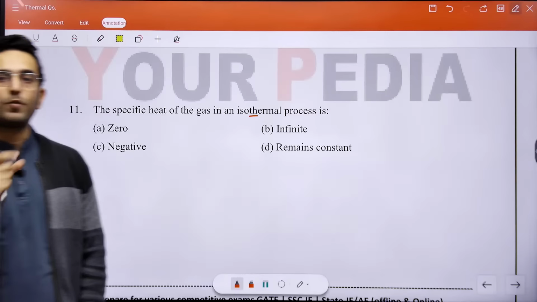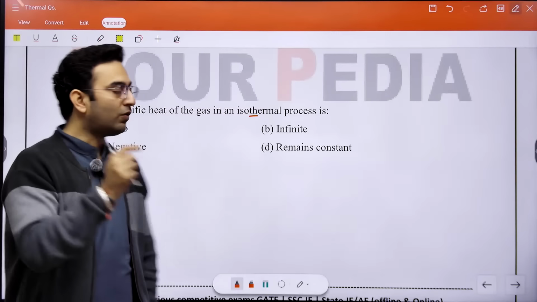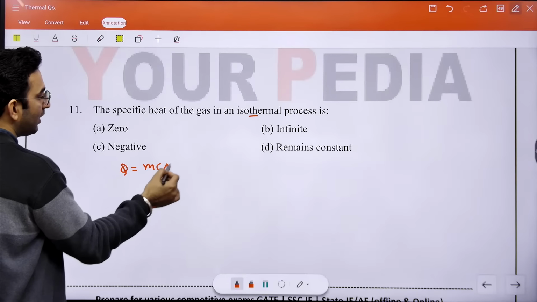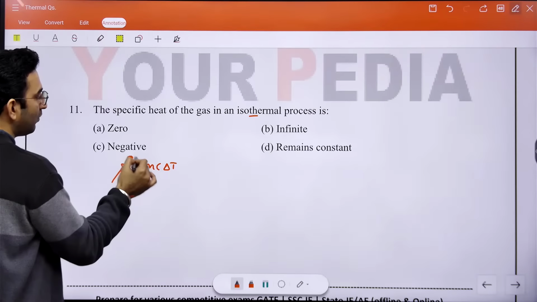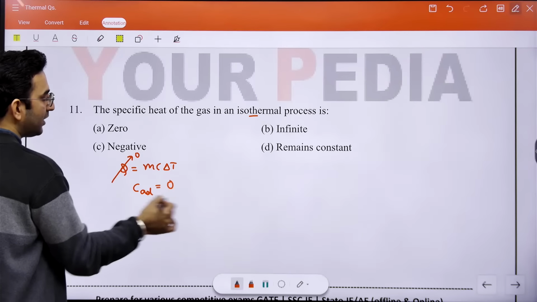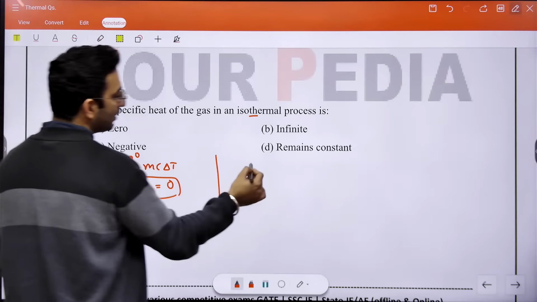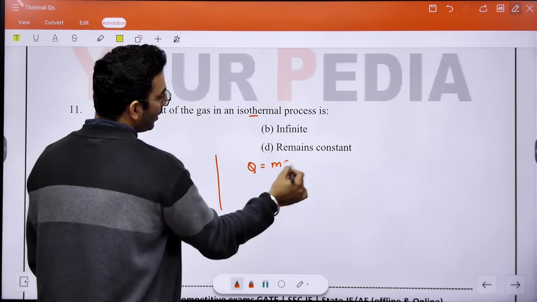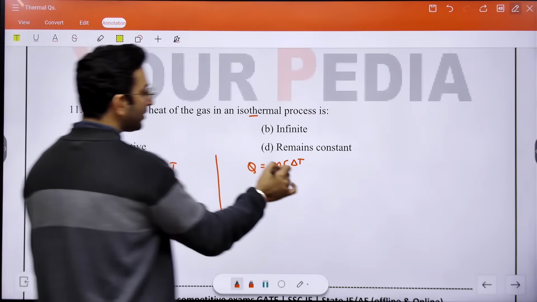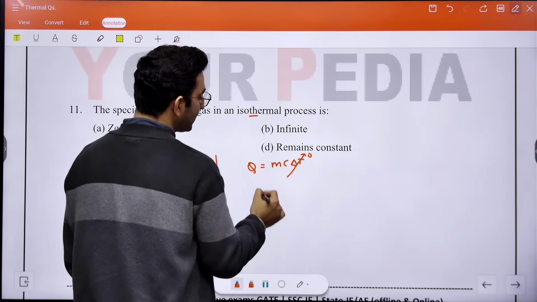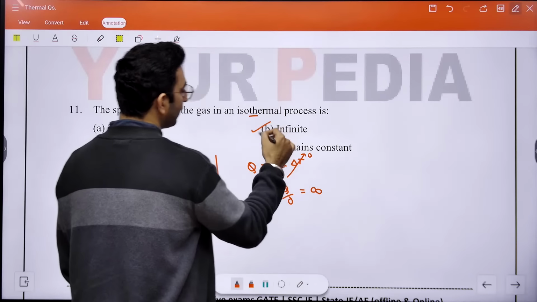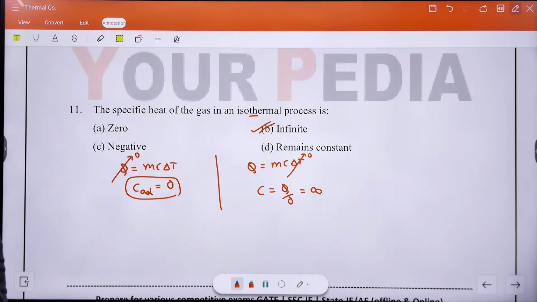If we talk about an adiabatic process, in the case of adiabatic process, you can see heat transfer is equal to 0. So I can say specific heat in the adiabatic condition is going to be 0. Similarly, if you have an isothermal process, isothermal condition, temperature change is going to be 0. So I can say specific heat is going to be infinite here. Okay, so option number B will be the correct answer.